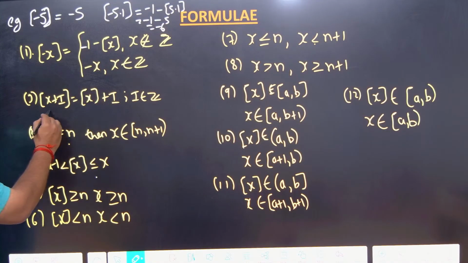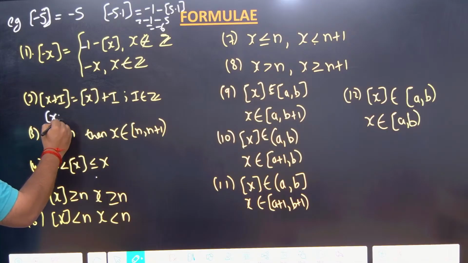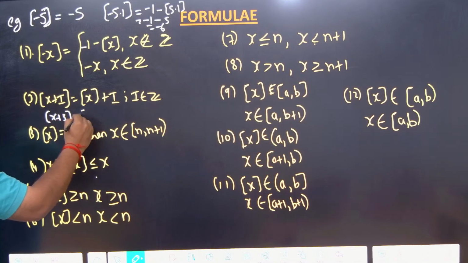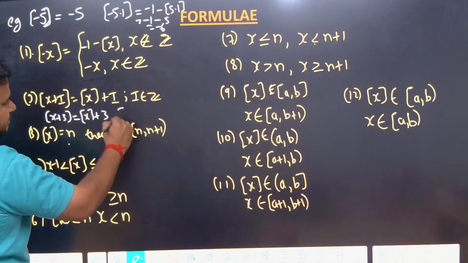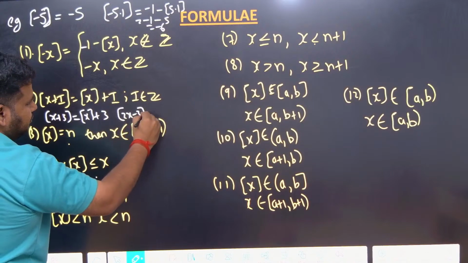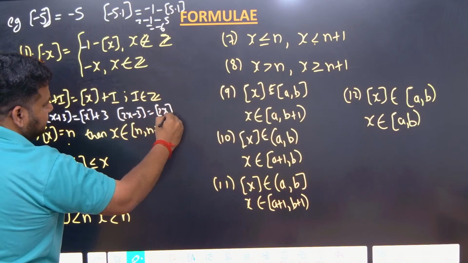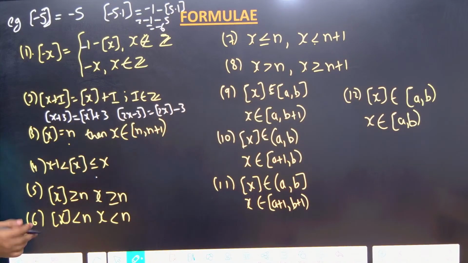For example, if I say step of x plus 3, here you will write it as step of x plus 3. Or if you have step of 2x minus 3, you will write it as step of 2x minus 3. The minus 3 you will write outside. Next thing, step of x is equal to n.